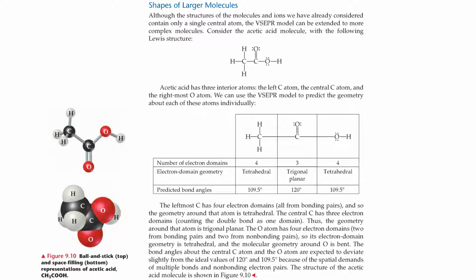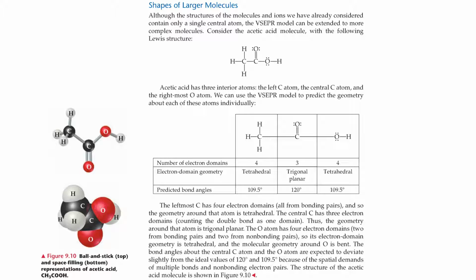Shapes of larger molecules. Although the structures of the molecules and ions we've already considered contain only a single central atom, the VSEPR model can be extended to more complex molecules. Consider the acetic acid molecule with the following Lewis structure. Acetic acid has 3 interior atoms: the left carbon atom, the central carbon atom, and the right oxygen atom. We can use the VSEPR model to predict the geometry about each of these atoms individually.